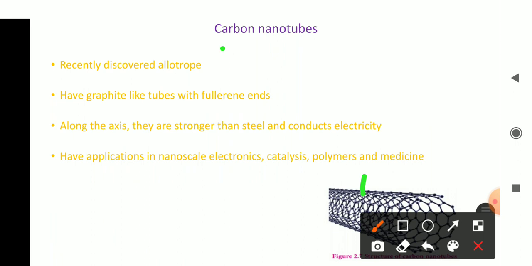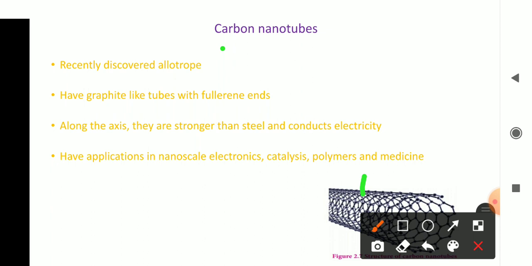Okay, and along the axis they are stronger than steel and conduct electricity. So if we look along the axis, they are stronger than steel, which means they are very hard substances, and they conduct electricity. And they have applications in nanoscale electronics, catalysis, polymers, and in medicine. So only a few points are given about carbon nanotubes.